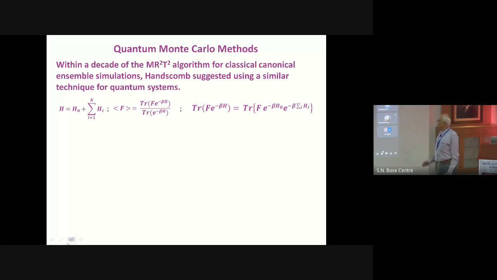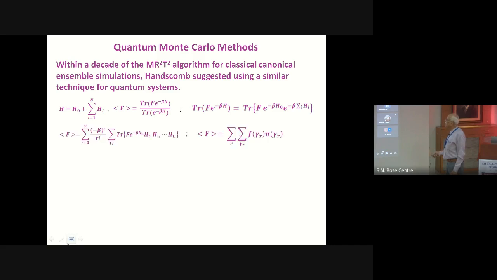So what he did was, you take the Hamiltonian H as H naught plus sigma over i, H_i. You want to find out the expectation value of an operator F, that is trace F e to the minus beta H divided by trace e to the minus beta H. Okay. So the trace F e to the minus beta H, I can actually write as trace F e to the minus beta H naught e to the minus beta sigma over i H_i. Okay. And H naught is something that is non-interacting, and H_i contains the interacting terms. So this is how you write down the trace.